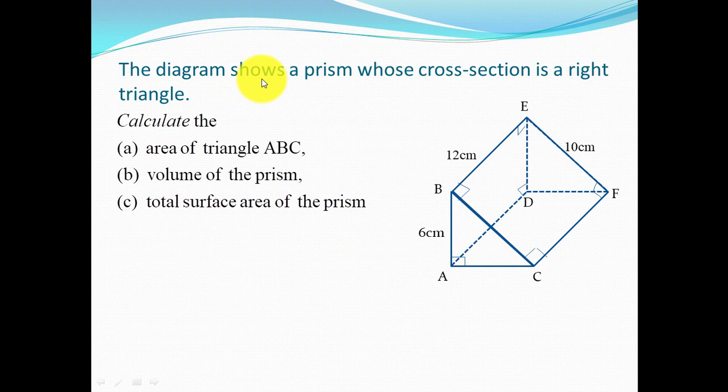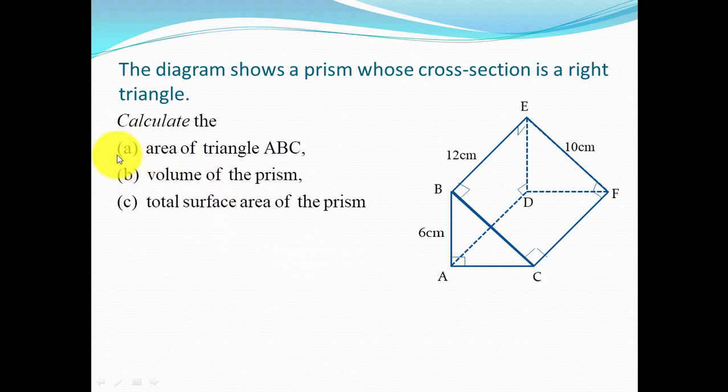The diagram shows a prism whose cross section is a right angle triangle. Calculate the area of triangle ABC. Here this is the triangle A, B and C. First part is that we have to find its area, and the second part is the volume of the prism. This is a prism, and we have to find its volume, and also find the total surface area.